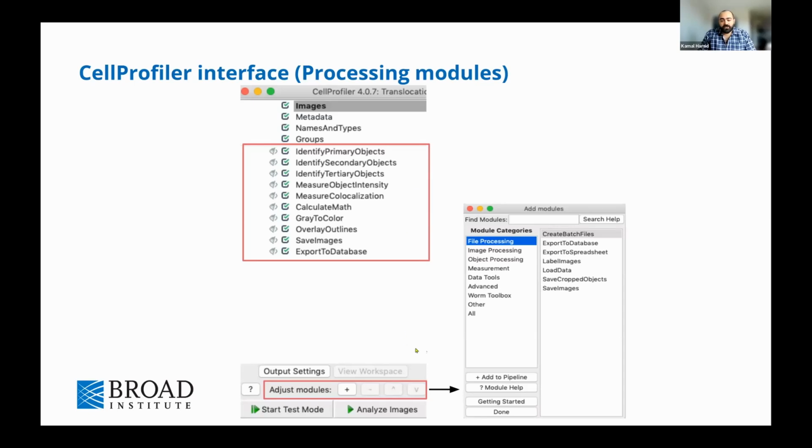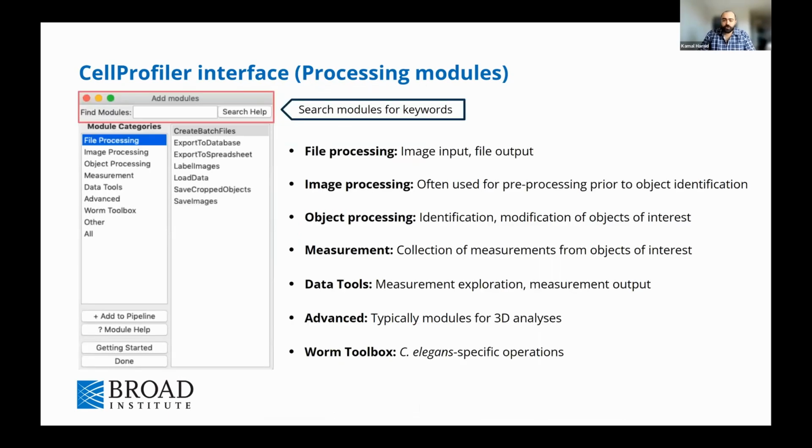And the important thing to note here is that at the bottom of this pipeline panel, you have an adjust modules segment, which allows you to add or remove or reorder modules. If you click the plus button, then you'll get a new pop-up window where you can search for new modules that you'd like to add, or you can browse the different module categories that are there, for example, for image processing or for measurement, or you can even go for advanced tools for 3D analysis, for instance, or even go for Worm Toolbox, which is where if you have C. elegans data sets and so on.